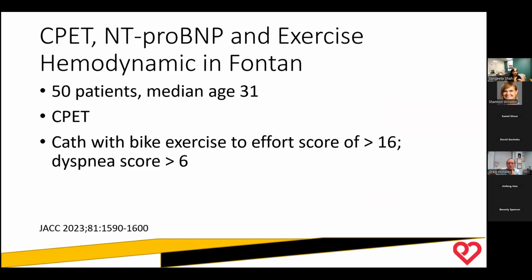There are two very good articles that I'm going to show you that came out recently in JACC. This is looking at CPET, proBNP, and exercise hemodynamics in Fontans. Now, I know this is only 50 patients. It's very low compared to our adult cardiovascular research. However, it's amazing that they have 50. The median age is 31. They did baseline CPETs on all these patients. And then in the cath lab, they biked them as they did hemodynamic pressures. And they biked them to an effort where their effort score was greater than 16 and their dyspnea score was greater than 6.